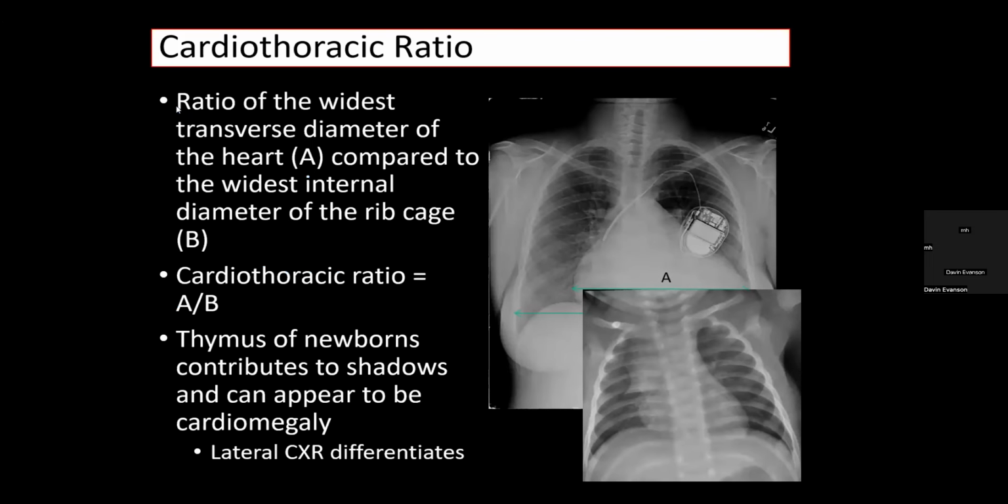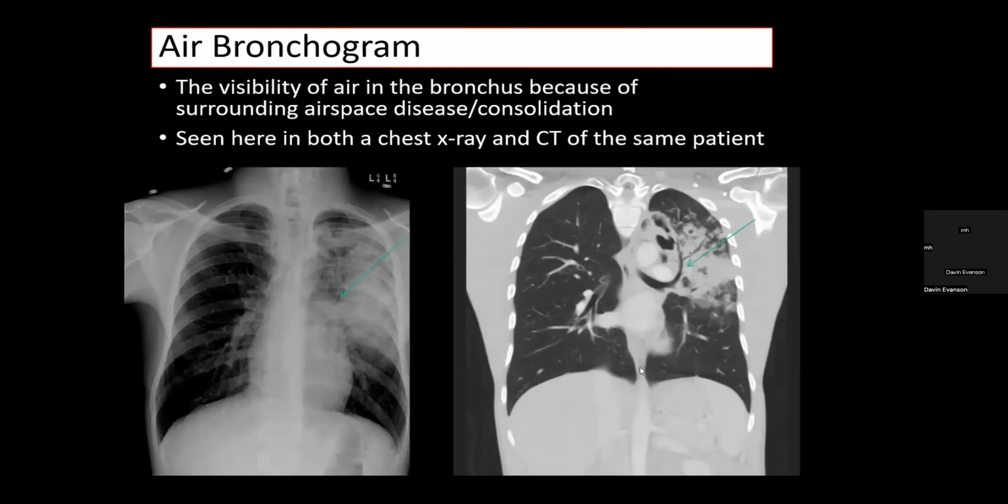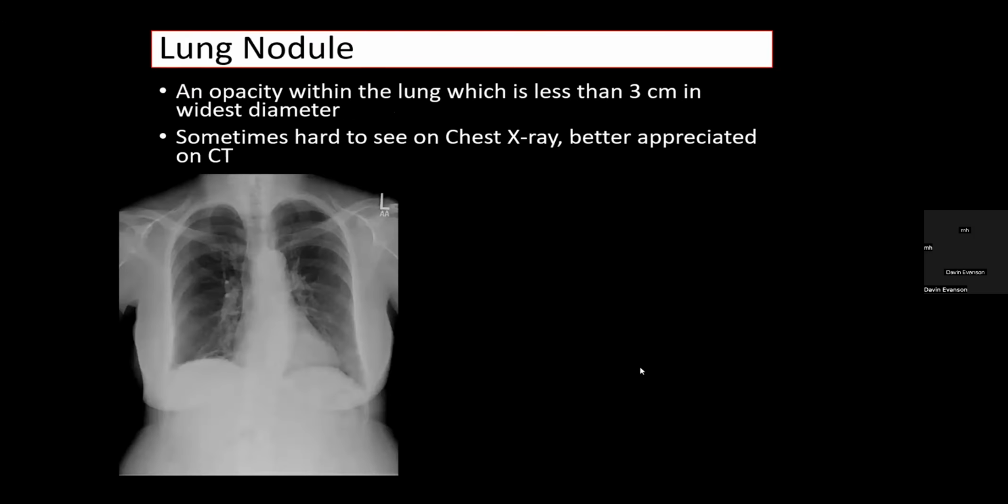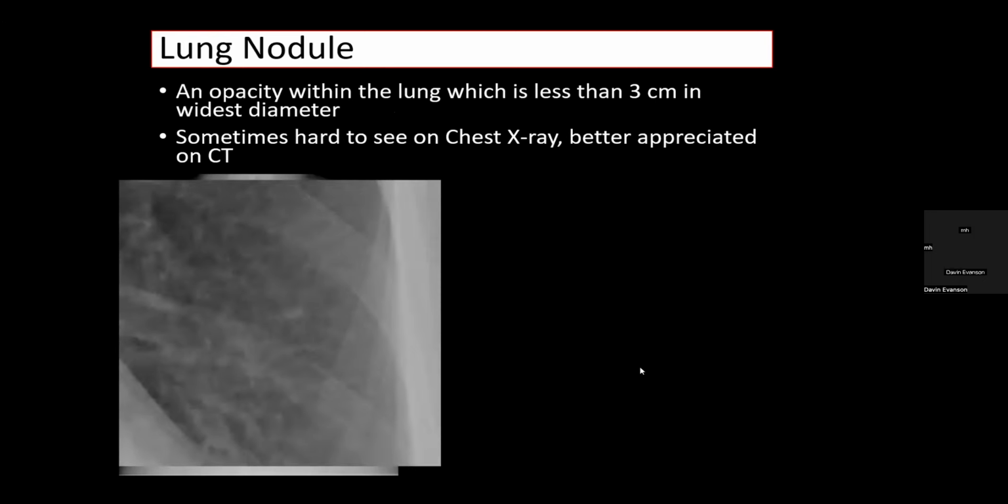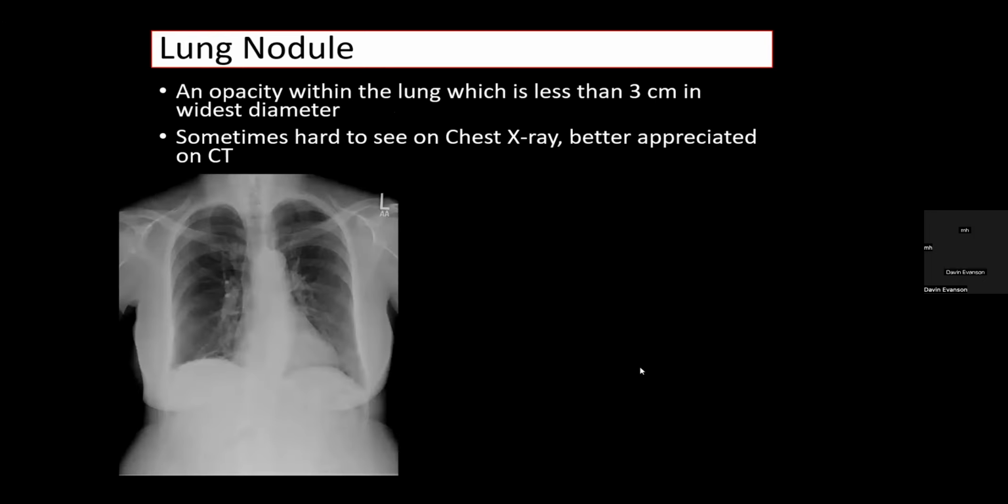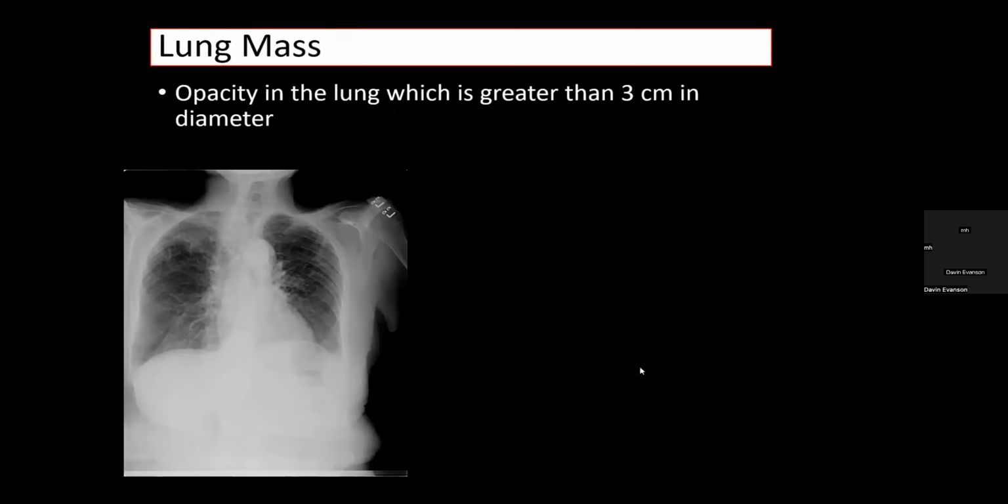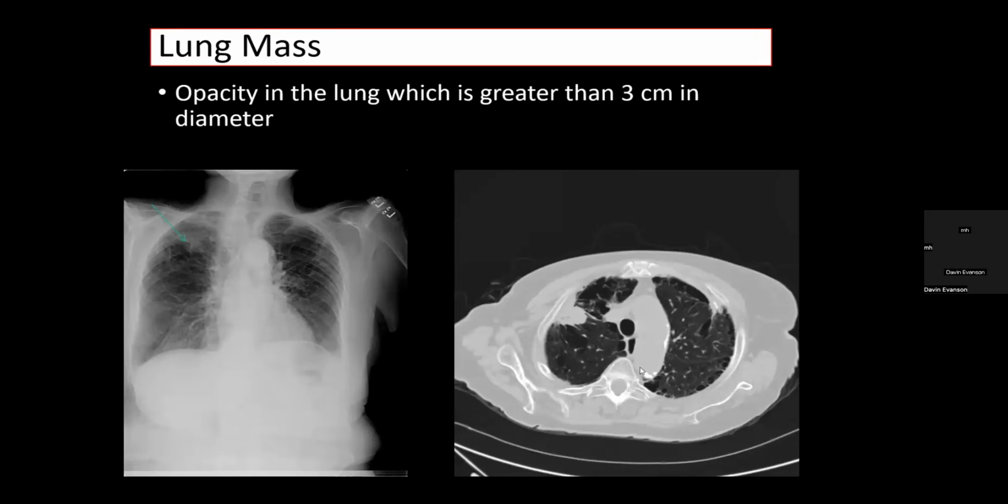So let's start with some vocab. So the cardiothoracic ratio. This is very important with peds when you take into account the thymus can look like a mediastinal mass, extra big heart, but you have to be aware of that. And the lateral chest x-ray helps with that. Air bronchograms. Lung nodule less than 3 centimeters that are seen on the CT. Then lung mass greater than 3 centimeters. And yes, we will see some of these in peds, but much more common in the adults.